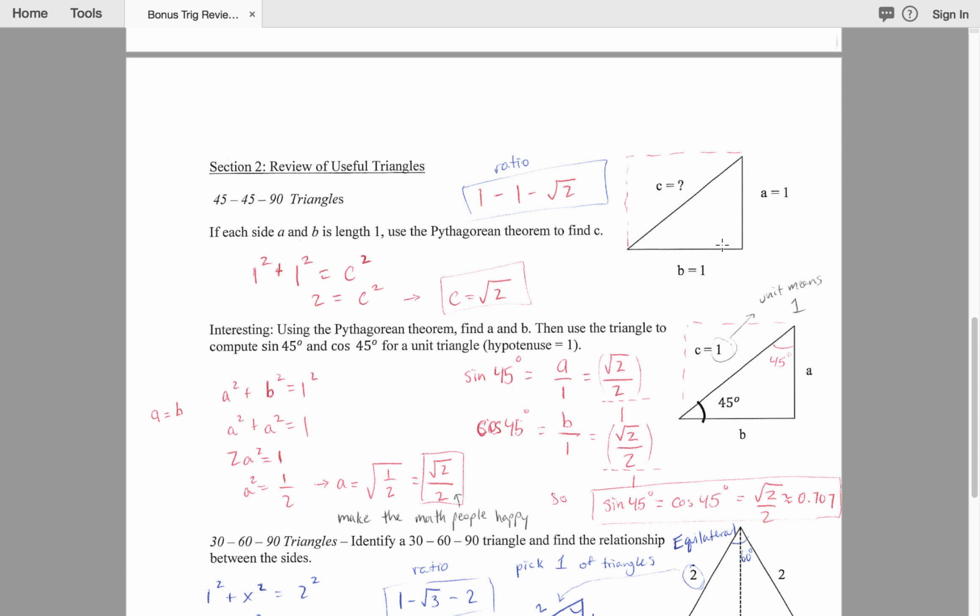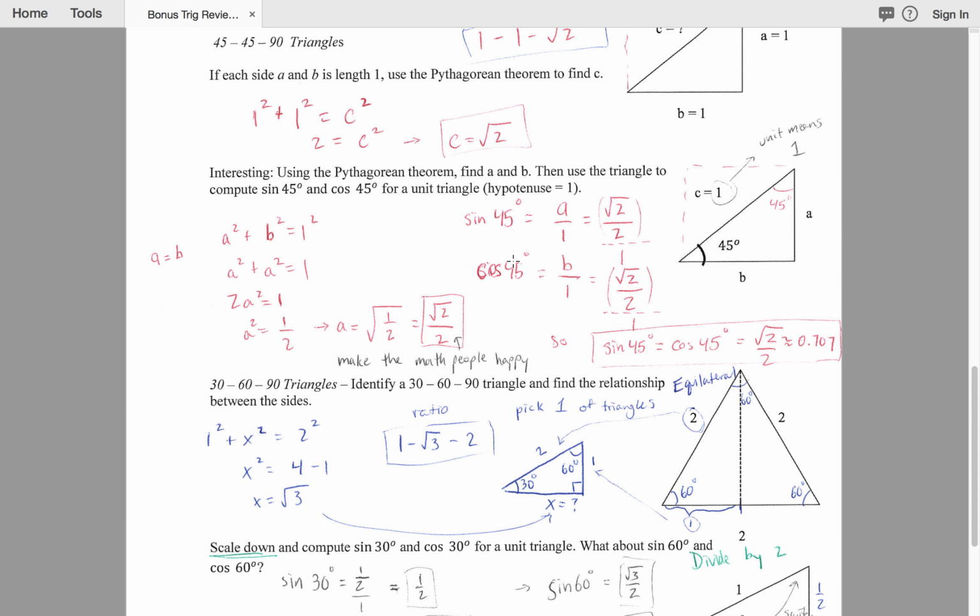That means each of the legs of my triangle, A and B, are equal to 1. The question is, what's the hypotenuse? All you have to do is use the Pythagorean theorem. 1 squared, which is A squared, plus B squared, which is also 1, equals C squared. So 1 squared plus 1 squared is 2, equals C squared, and then you solve for C, you get root 2. So that means the hypotenuse of this triangle is root 2, which makes sense because that's longer than 1 or 1. Okay, let's move on to another very common triangle.